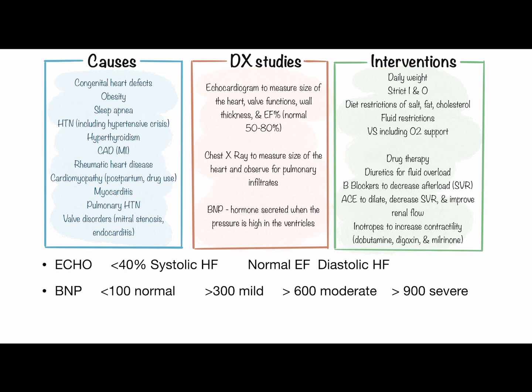Now, a BNP is the lab value I want you to know on this one, because the BNP is a hormone that's secreted when the pressure is high in the ventricle. And you typically want to see a BNP less than 100. When you start getting above 300, the volume and the pressure in your heart, the ventricle, is higher due to the volume. So the higher you go, the more volume and pressure in your heart.